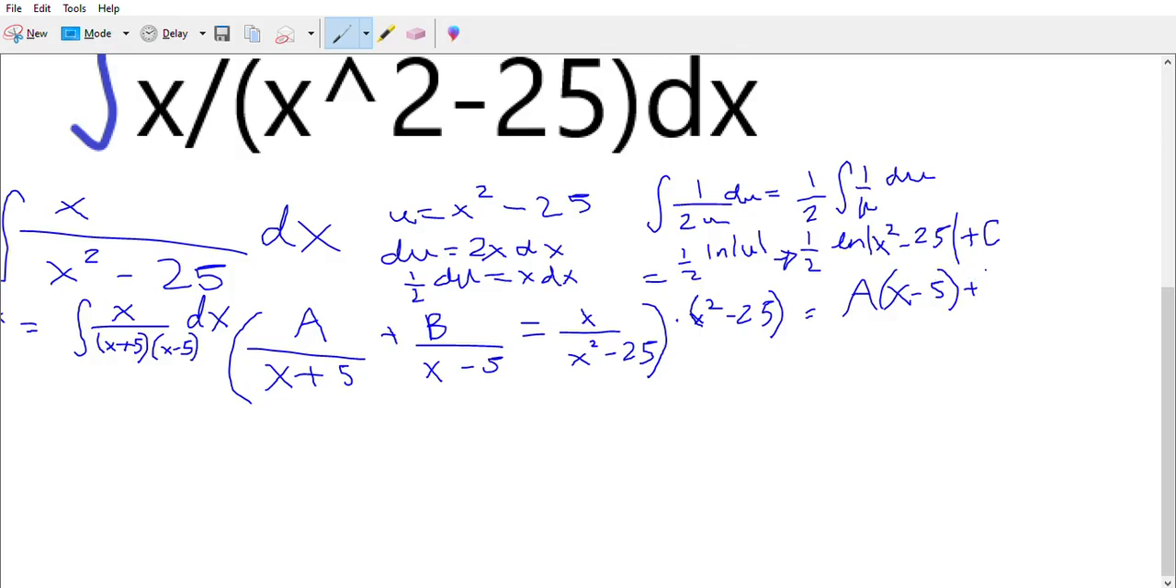Plus b times x plus 5, and that equals x because the denominator and the numerator cancel out. Alright, now I'm just going to substitute 5 for x. So I'm going to make x equals 5. In that case, it will be a times 0, because 5 minus 5 is 0, plus b times 10, and that equals 5.